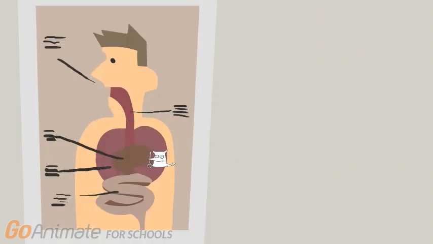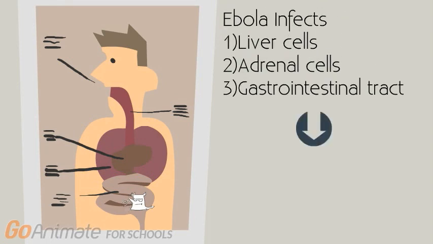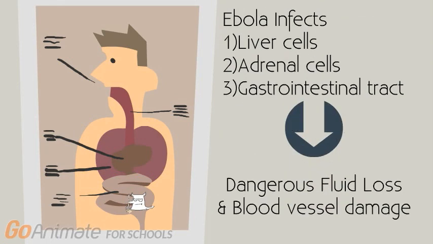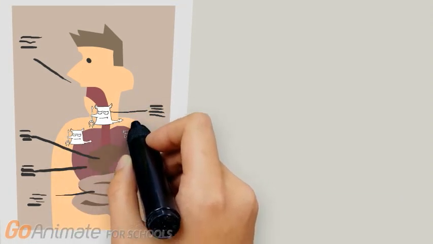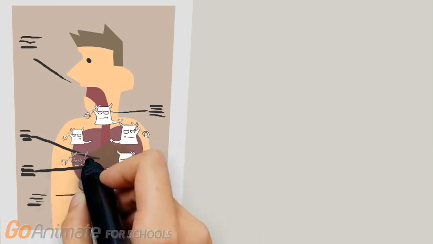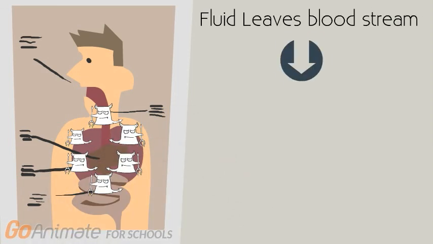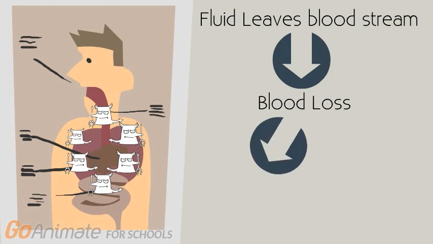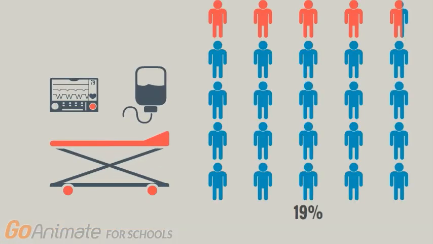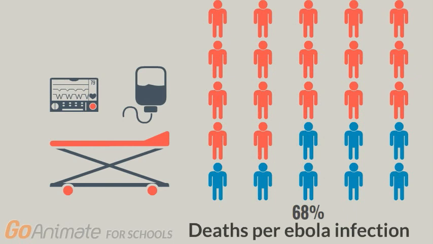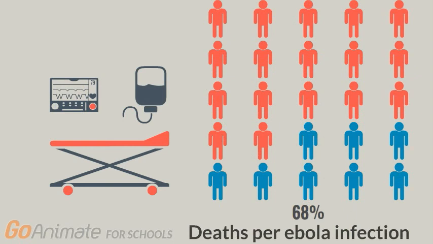At the same time, the virus begins to infect our liver cells, our adrenal cells, and our GI tract, leading to more damage to the blood vessels and even more fluid loss. All of these things are going on at the same time all over the body. More and more fluid leaves the bloodstream. Blood begins to come out of every opening of the body. You become very dehydrated and your organs aren't being supplied with enough blood and begin to fail. Eventually, the cascade of these events leads to death. In fact, 68% of people infected with Ebola don't make it out.